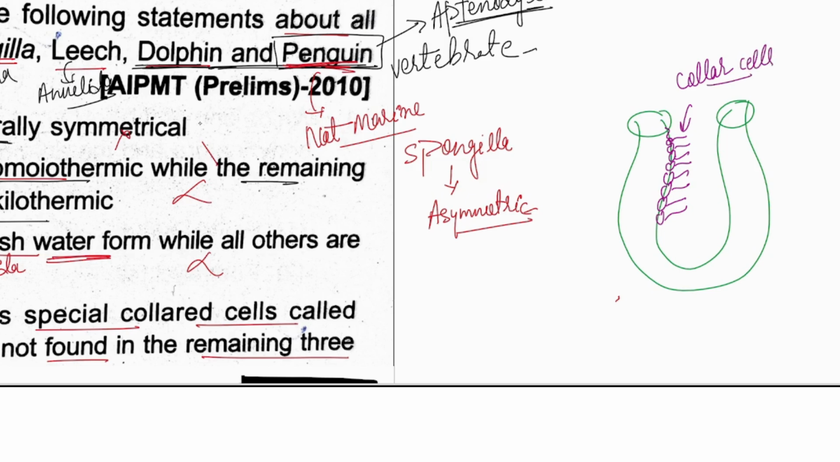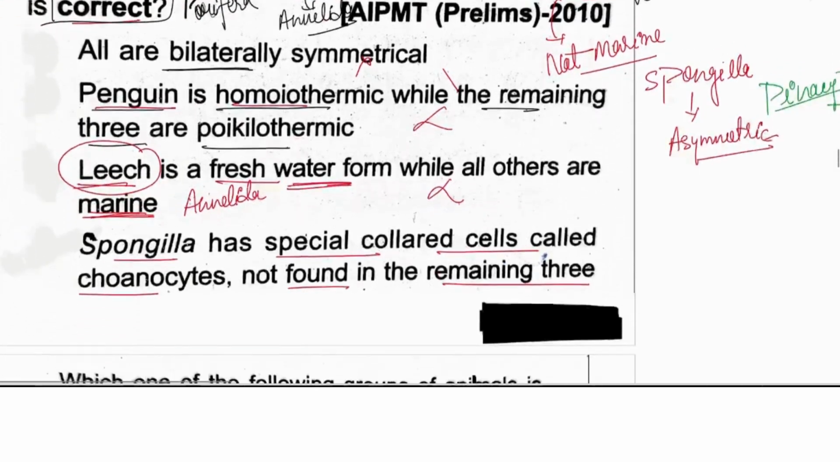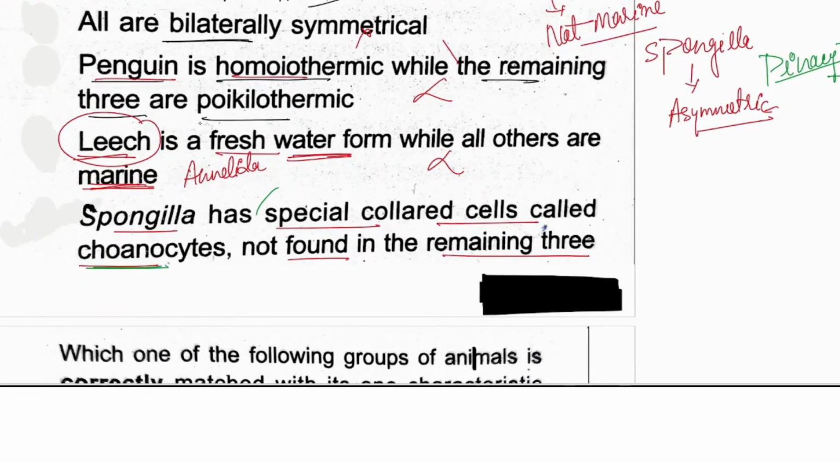This layer is known as choanocytic or choanocyte, and the middle one is the amoebocytic layer, because it has no particular shape, so amoebocytic. And the outermost layer is pinacocytic or pinacocyte, the outermost tough layer. So the collar cell layer is the innermost layer, whose special property is to push the water from the bottom to the top.